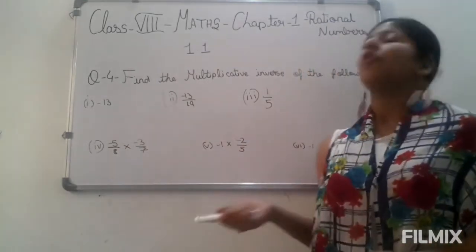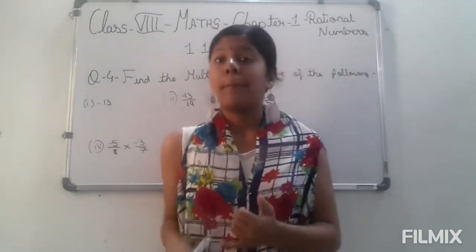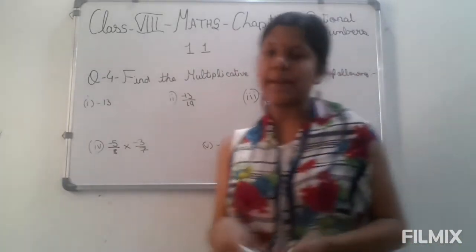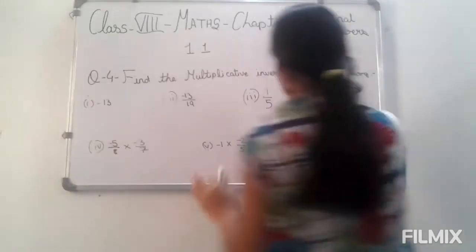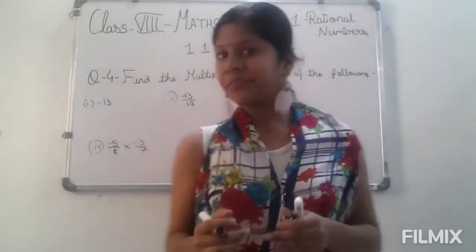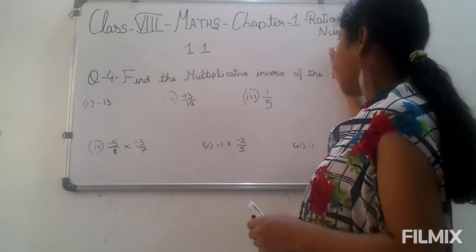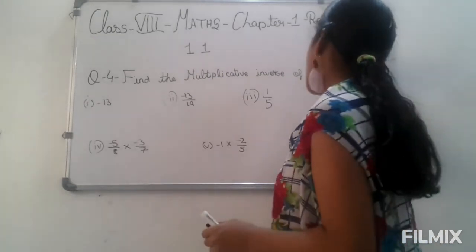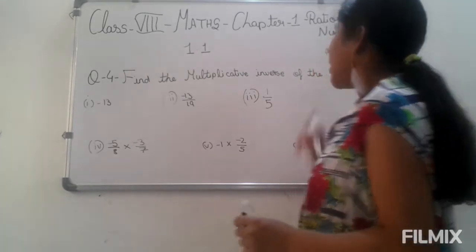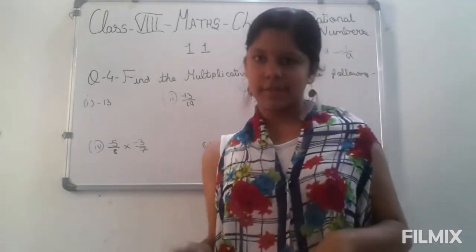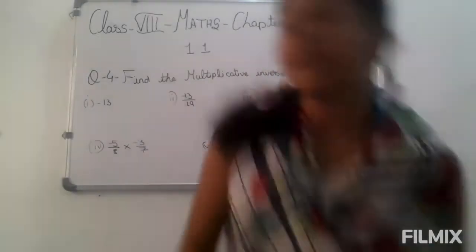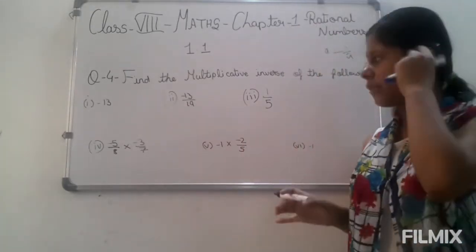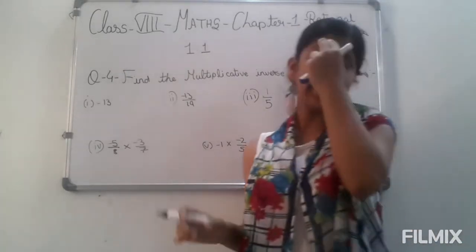First we should know what a multiplicative inverse is, so we have to recap it. Multiplicative inverse is just the reciprocal of the number. Like I have a upon a... so the reciprocal of a will be 1 upon a. The sign will remain the same. Now my first part says minus 13.